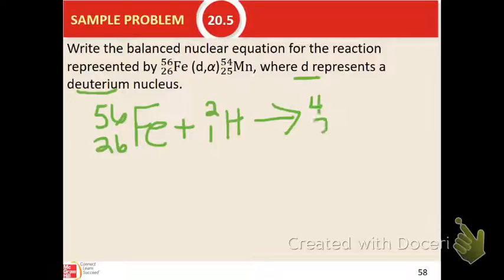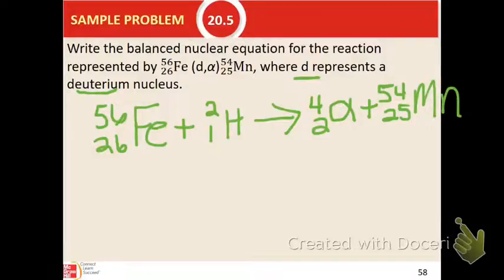That's a 4, 2, and you can use an alpha particle like so. And then manganese 54, 25. It doesn't matter whether you put the alpha particle first or the manganese first. You could have swapped places with those two and it would have been just fine. Alright, we're good?